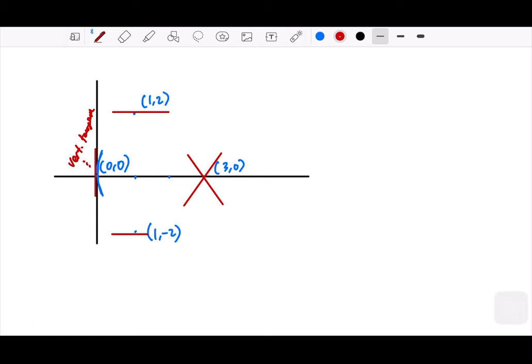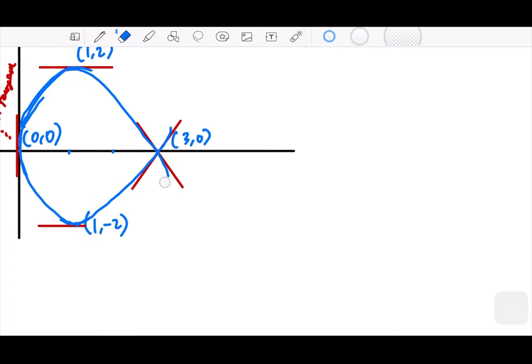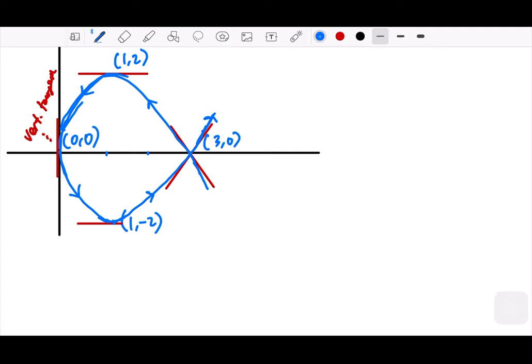If you would like to check point by point to completely redraw what this looks like, okay, we can have this. At least like that. We start from the arrow, start from here. So you have the vertical tangent, horizontal tangent, and the two tangents at 3, 0.